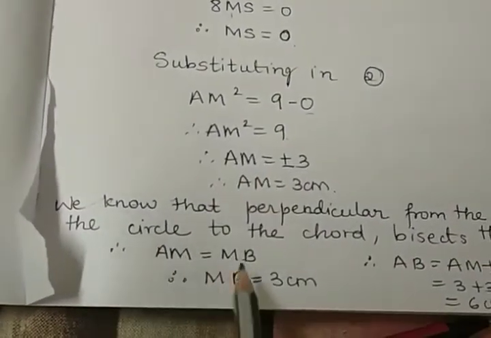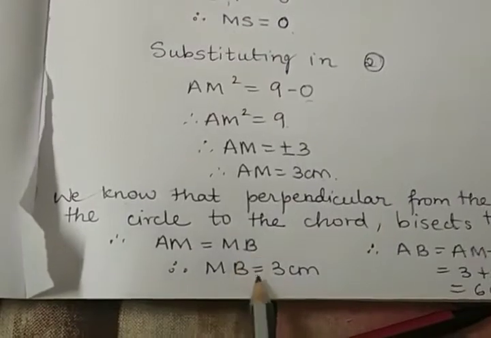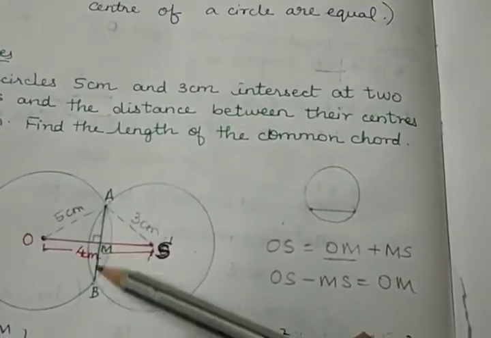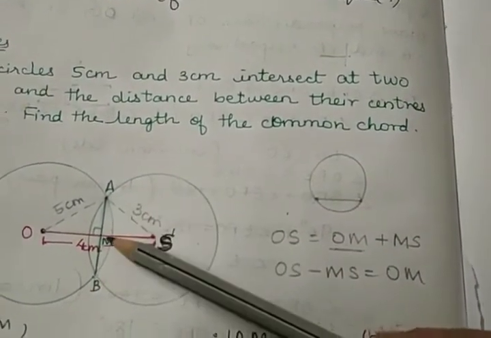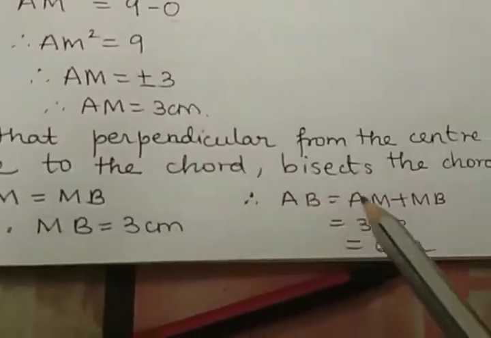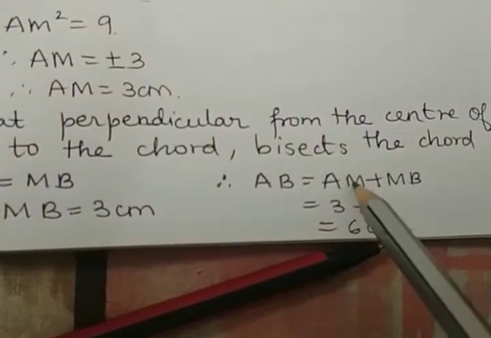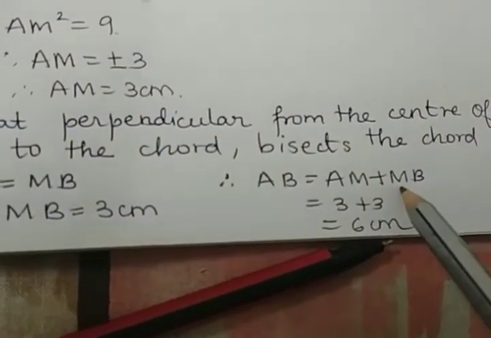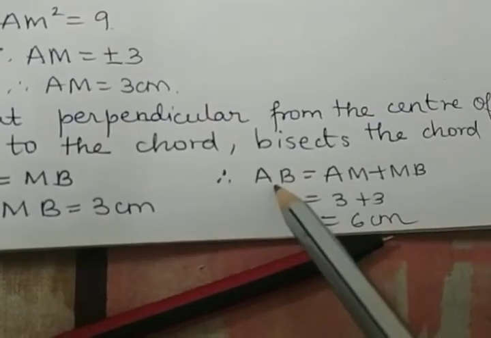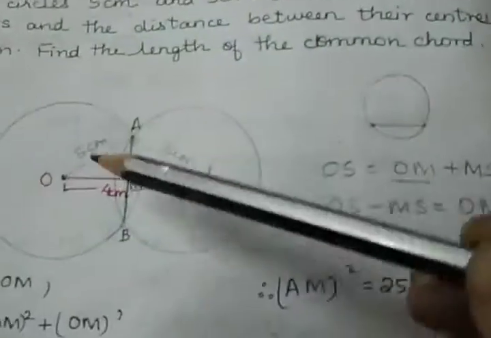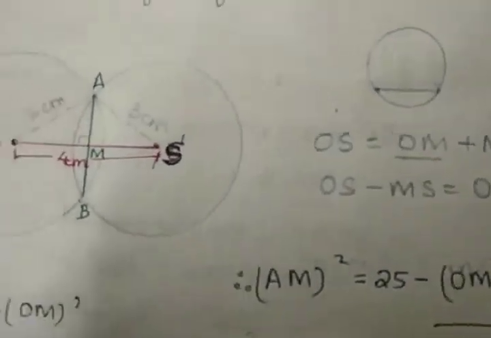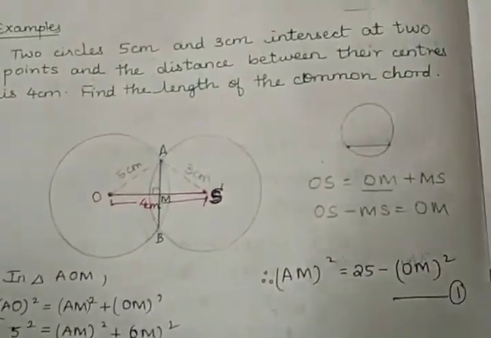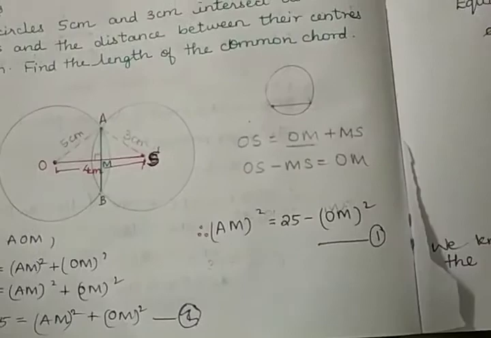Now AM is 3 centimeters. So MB also will be equal to 3 centimeters. So AM and MB are equal. Now what is AB? AB is AM plus MB, correct? AB is AM plus MB. AM is 3 centimeters. MB is also 3 centimeters. So AB is 6 centimeters. Therefore, the length of the chord is 6 centimeters. This is how we can use the theorems that we have studied to solve problems.